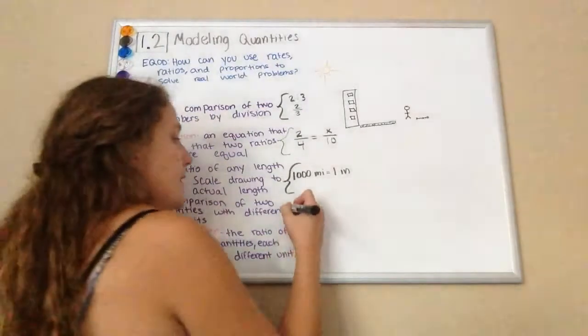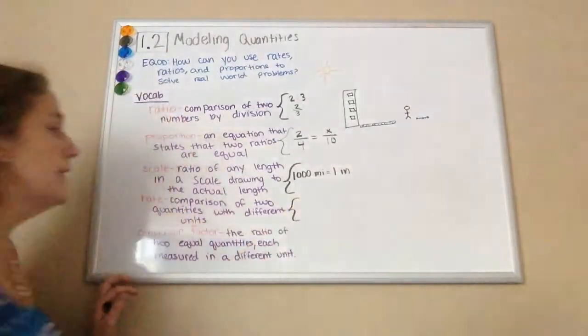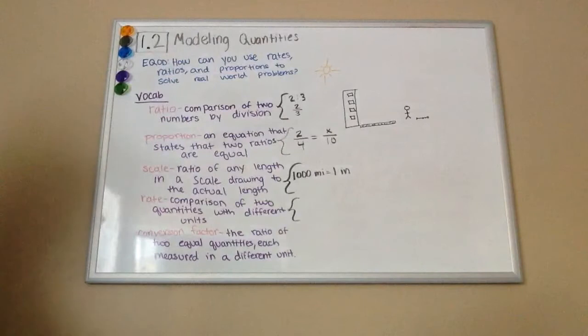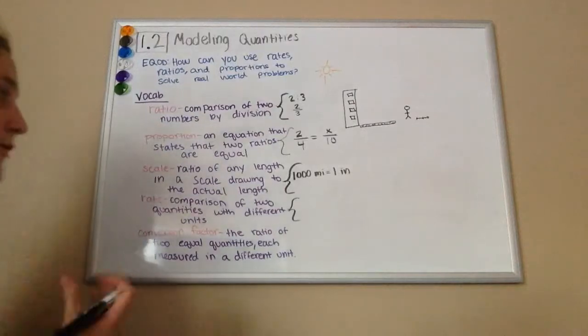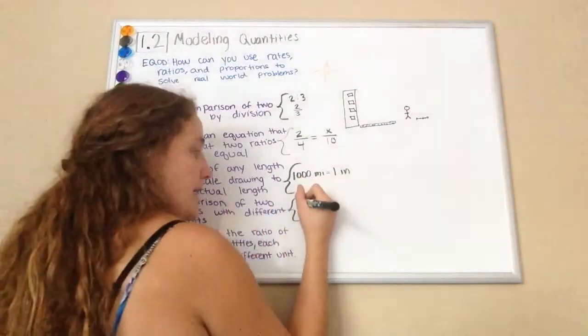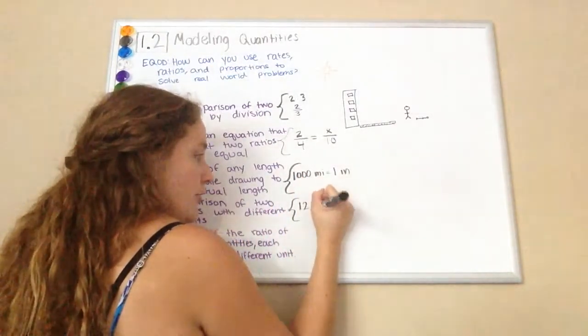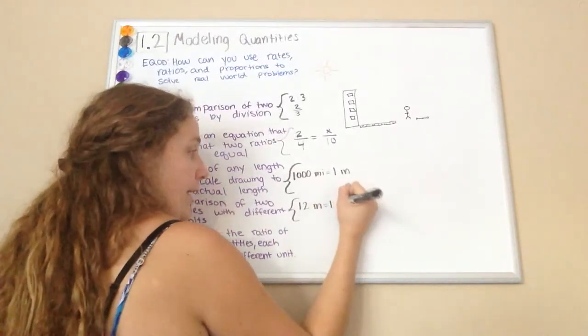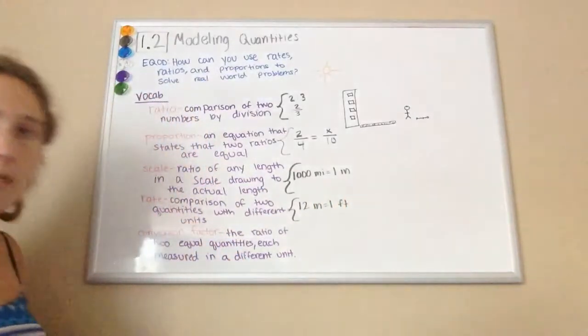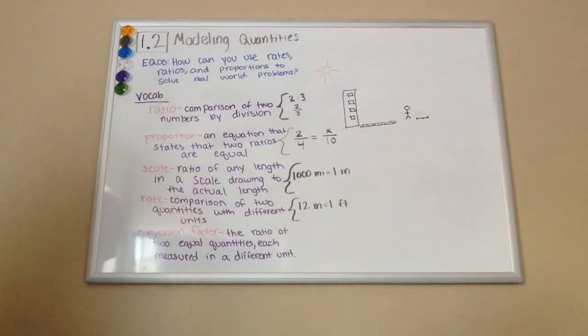Okay, a rate is a comparison of two quantities with different units. This one, there is a lot of these in the world. The first one that comes to my mind is 12 inches are in 1 foot. It's the one that always comes to my mind, but there are tons of these.